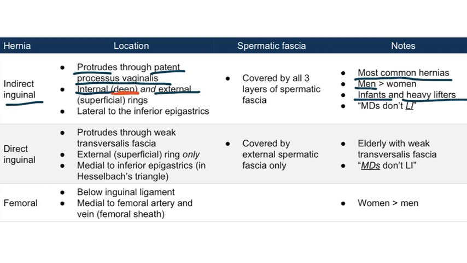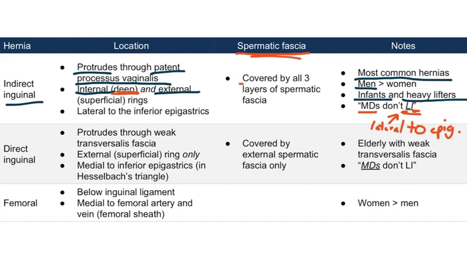And the deep ring is lateral to the inferior epigastrics. Notice in the notes here I've written MDs don't lie. L for lateral and I for indirect. And what's it lateral to? The inferior epigastrics. So MDs don't lie. Lateral hernias are lateral to the epigastrics and they are indirect. LI.